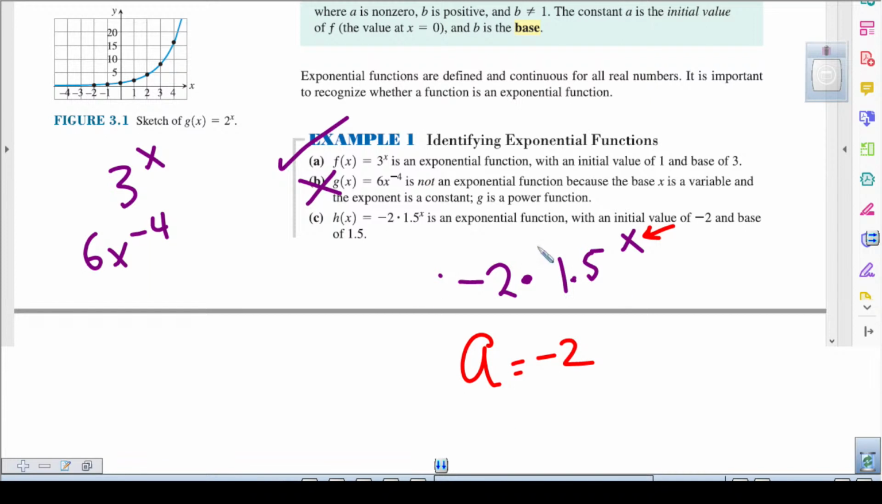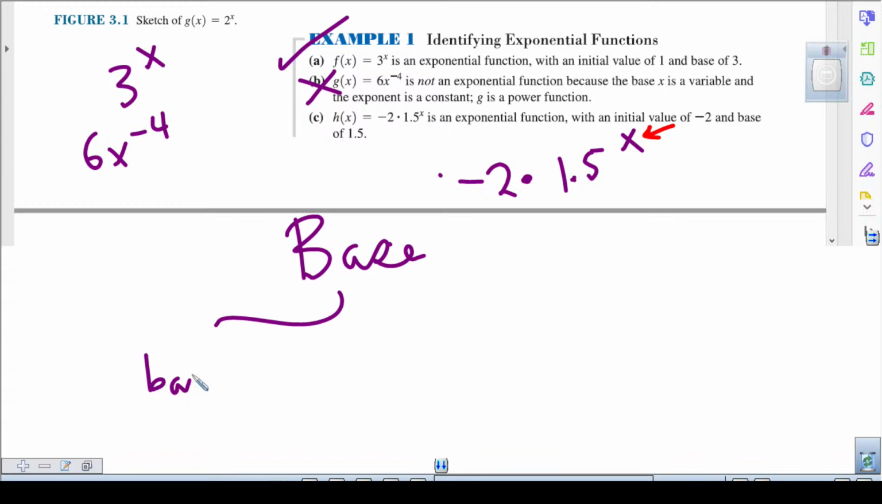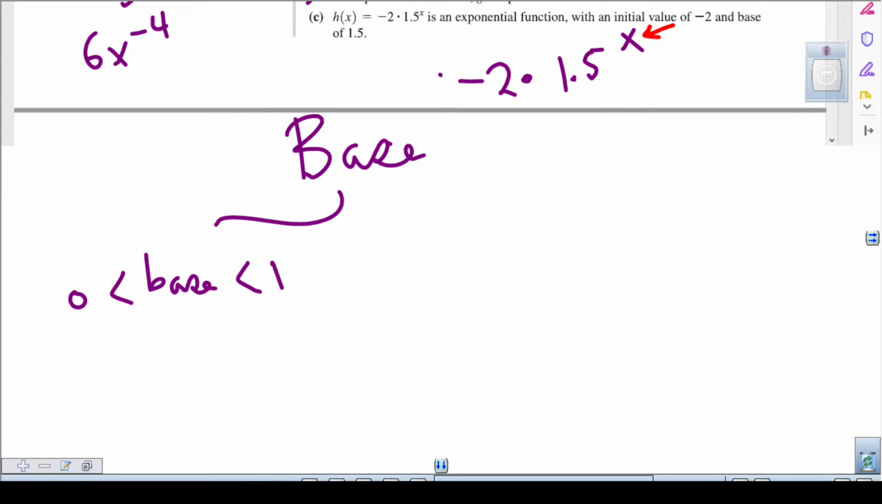So apparently there's something going on in terms of flipping, which we're going to talk about momentarily, okay? But I know the base is 1.5. And by the way, if the base is a number that is more than 1, you are growing. If the base is between 0 and 1, you have an exponential decay. Let me put that at the top here. Decay. If the base is greater than 1, you have an exponential growth.